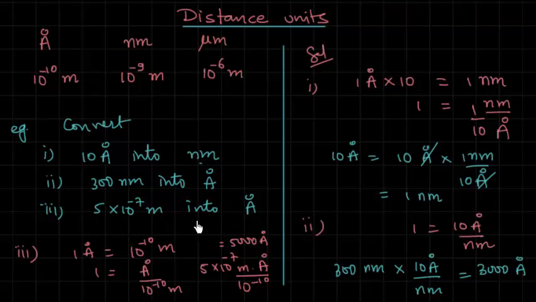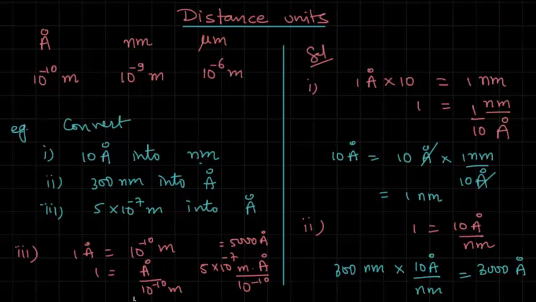So for this third example, we want to convert meter into Armstrong. So what we want at the bottom, meter. What we want on the top, Armstrong. So now when we write 1 Armstrong is equal to 10 to the power minus 10 meter, we clearly need to take this down. So that way we get Armstrong on the top and meter at the bottom. So 1 is equal to Armstrong upon 10 to the power minus 10 meter.